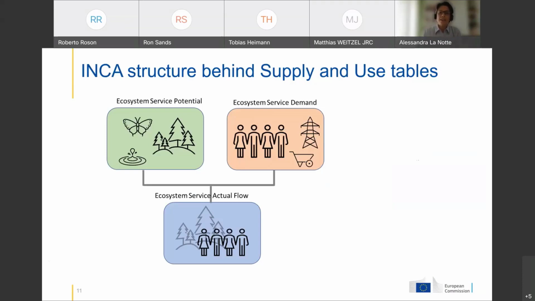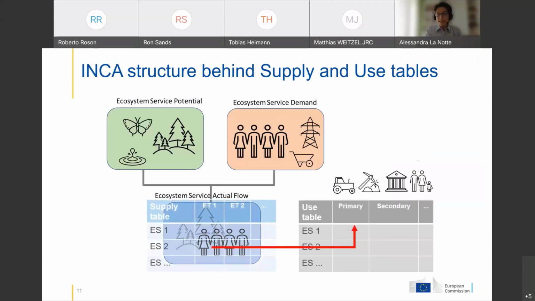And I would also like to add that it is not only interesting to see where and how they match, so the actual flow, but also to see when they do not match. They create a sort of unsatisfied demand, a demand that remains uncovered. This is quite useful information from a policy making perspective. So the actual flow is the flow that is reported in the official supply and use table.